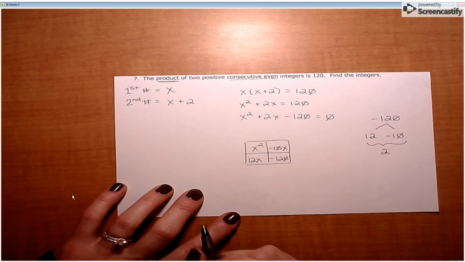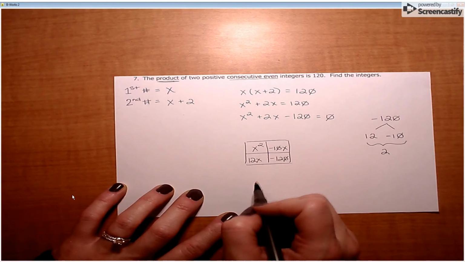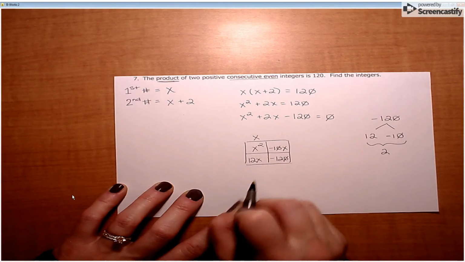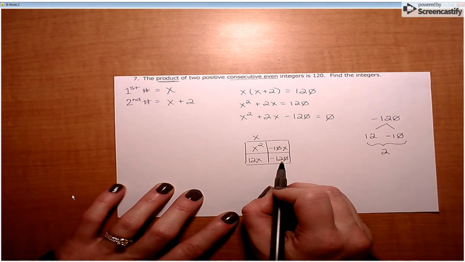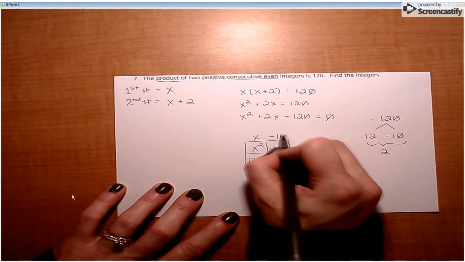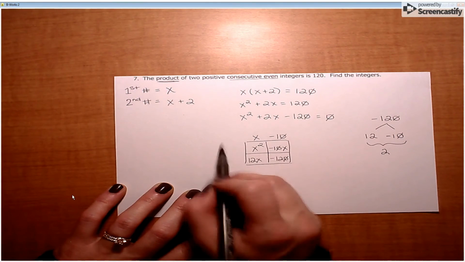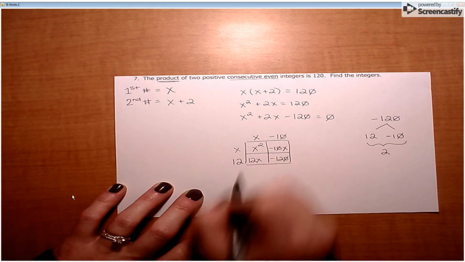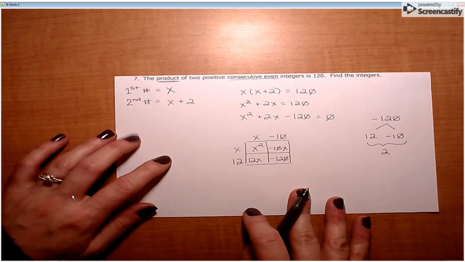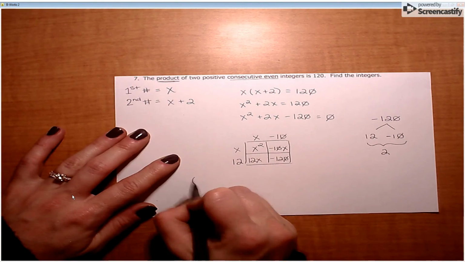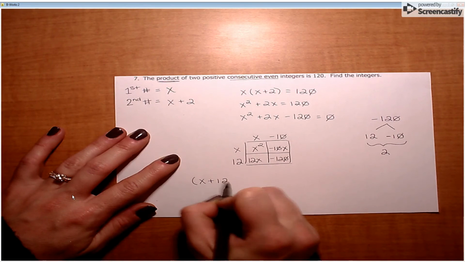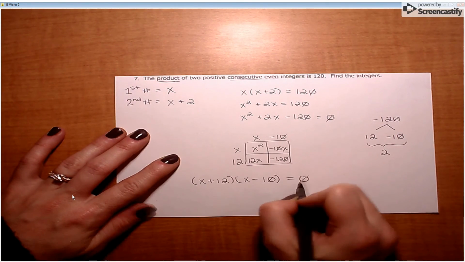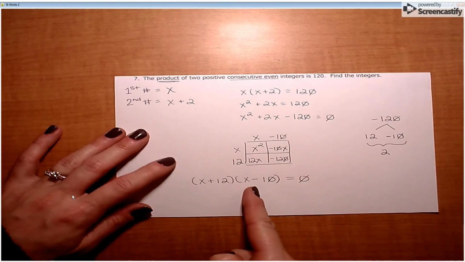To get from the inside out, I'm going to look for the greatest common factor. So if I look at my columns, this one has a common factor of x. This one has a greatest common factor of negative 10. Looking at our rows, we have greatest common factors of x and 12. So I can rewrite this as x plus 12 times x minus 10, and that has to be equal to 0. So one of these two are my options.